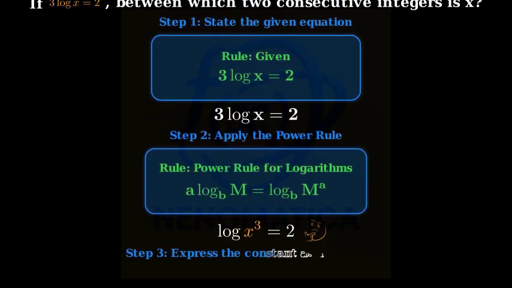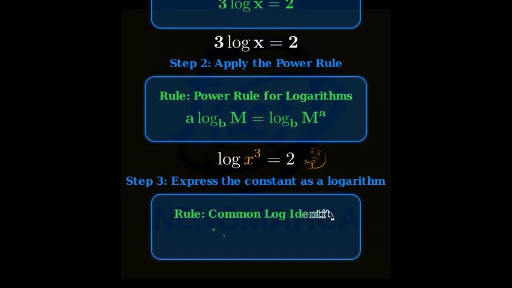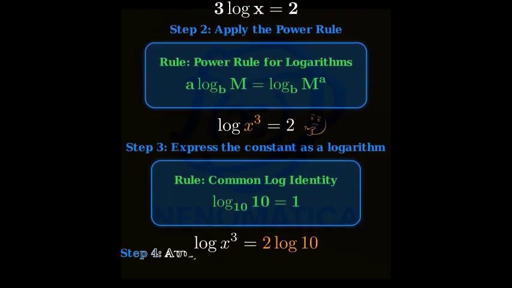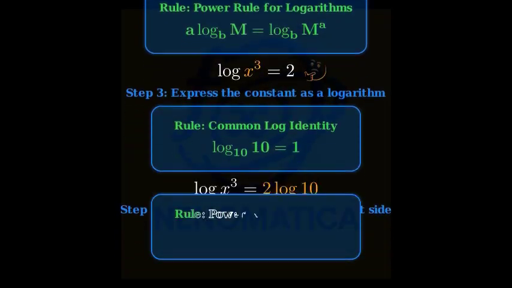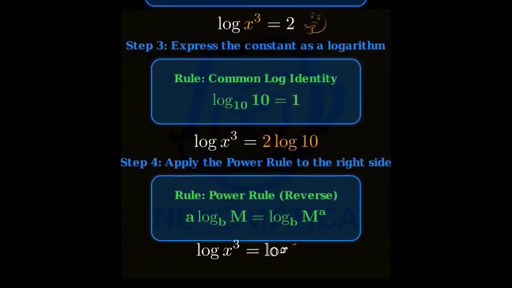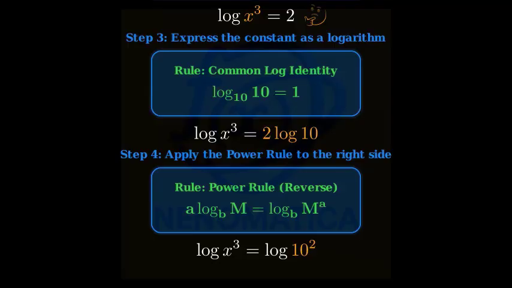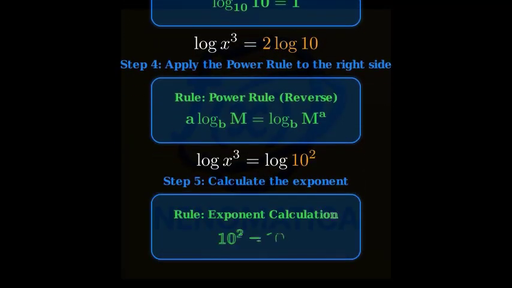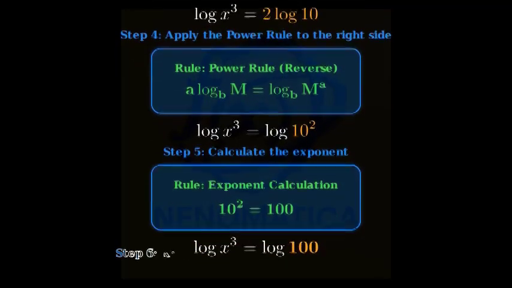Step 3. Express the constant 2 as 2 times log 10, since log base 10 of 10 equals 1. Step 4. Apply the power rule in reverse on the right side. 2 log 10 becomes log of 10 squared. Step 5. Compute the exponent. 10 squared equals 100.